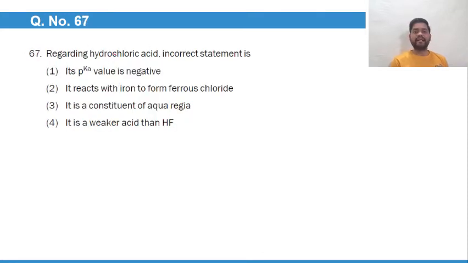67. Regarding hydrochloric acid, incorrect statement. Its pK value is negative, true. It reacts with iron to form ferrous chloride, true. It's a constituent of aqua regia, yes, HCl and HNO3 form aqua regia, true. It is a weaker acid than HF, absolutely wrong, false. So option number 4 will be the right answer.